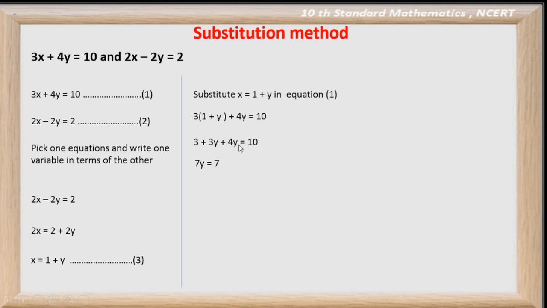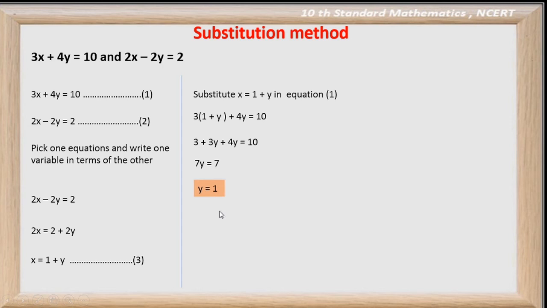Now 7y equal 10 minus 3. What is that? 10 minus 3 is 7. So we got 7y equal to 7. Therefore y equal to 1. 7 by 7 is 1. Now we got the y value, y equal to 1.